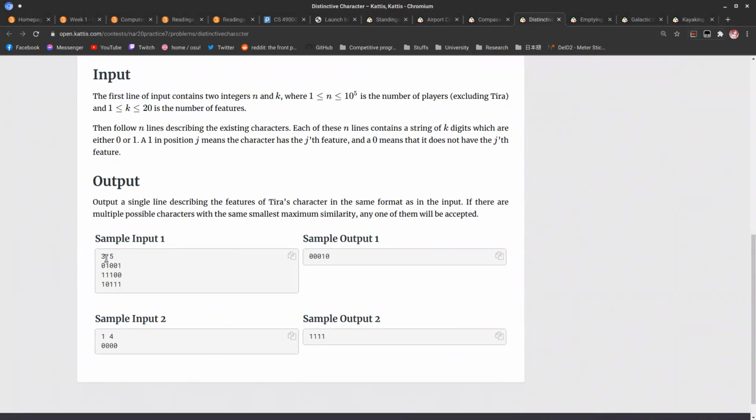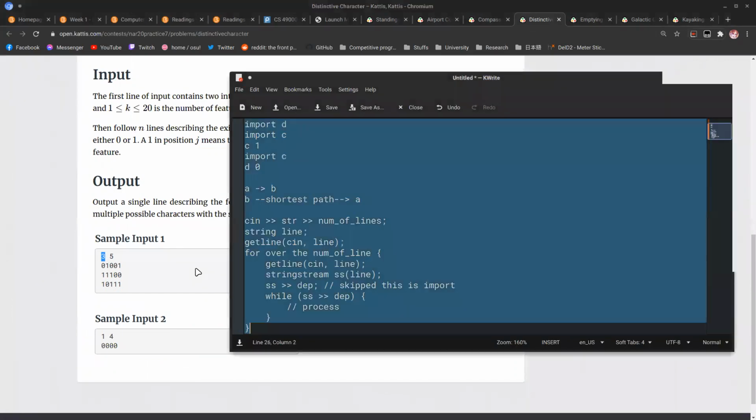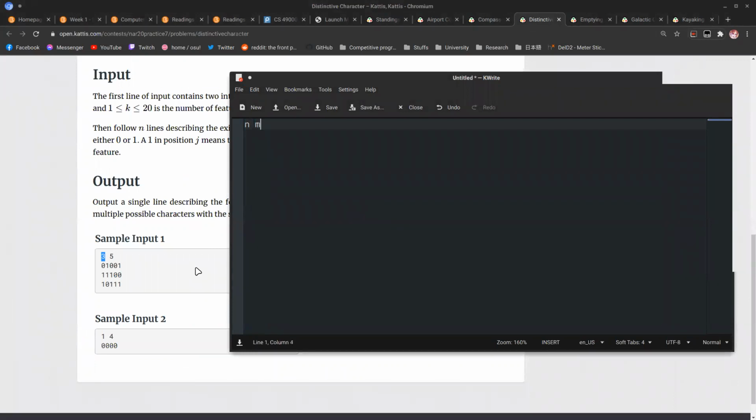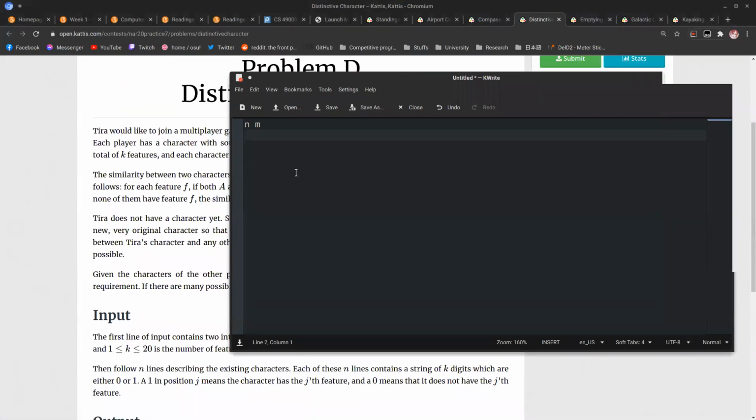to summarize the problem, you're given n strings, each having m characters. So n bit strings, each having m characters. So yeah, you read in the bit strings. And you want to find a string that is as different, as not similar to the given strings as possible. The similarity is defined in the problem. For two strings, for each bit, if they are similar, then the similarity increases by one. So basically, the similarity of two bit strings is the number of bits that have the same value.